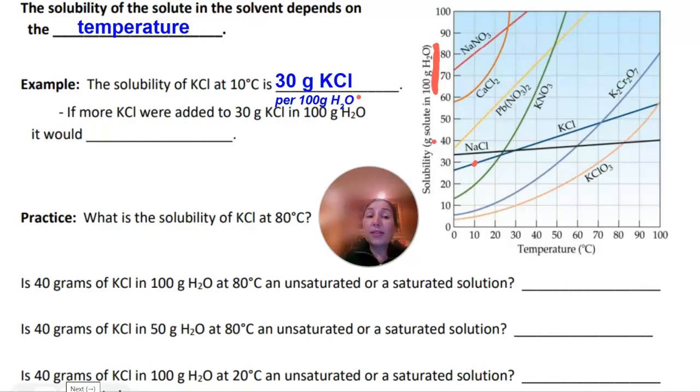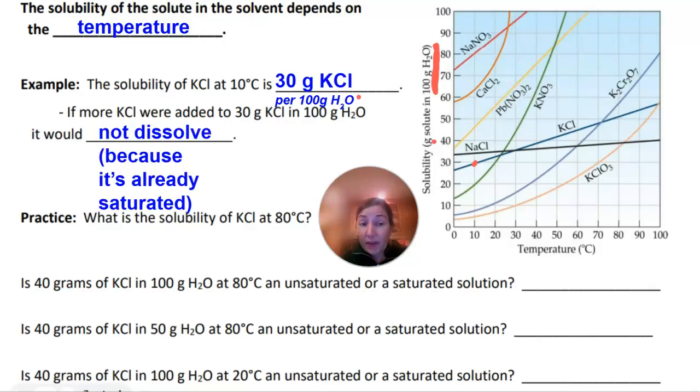So if more KCl were added to 30 grams in 100 grams of water, the extra would not dissolve because it's already saturated. So it's that picture of you add more in and it just sits on the bottom if you tried to add more in.